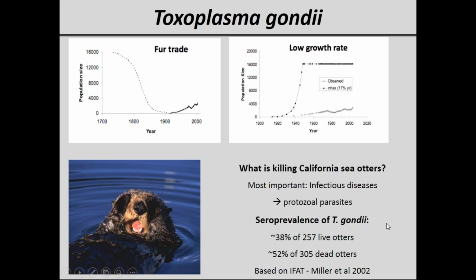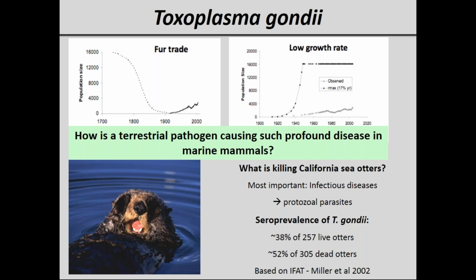Toxoplasma gondii is one of the two protozoal parasites that are known to cause severe disease and death in sea otters. A study that was done in 2002 found that about 38% of live sea otters were seropositive for Toxoplasma, meaning that they had been exposed and probably had chronic infections. And about 52% of the dead otters were seropositive for Toxoplasma. So the question was, how is a terrestrial pathogen causing such profound disease in marine mammals?